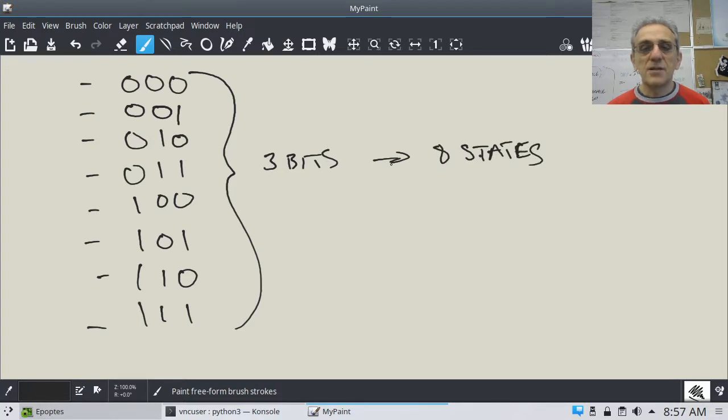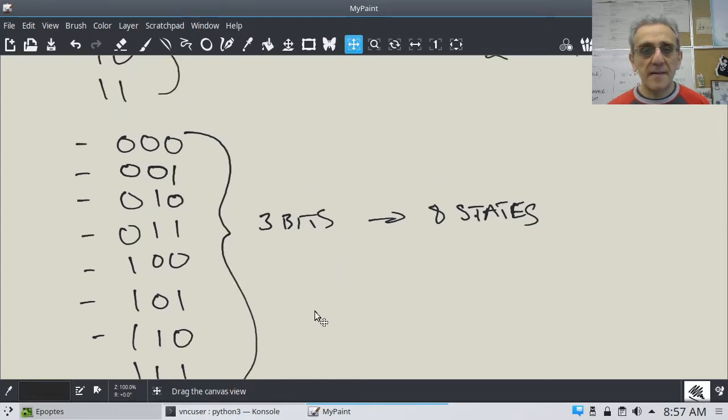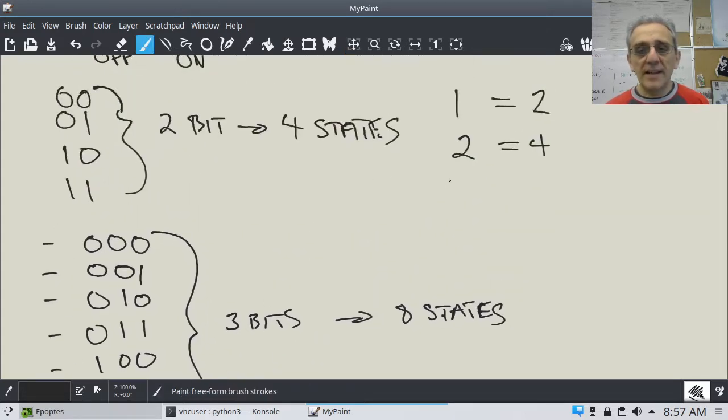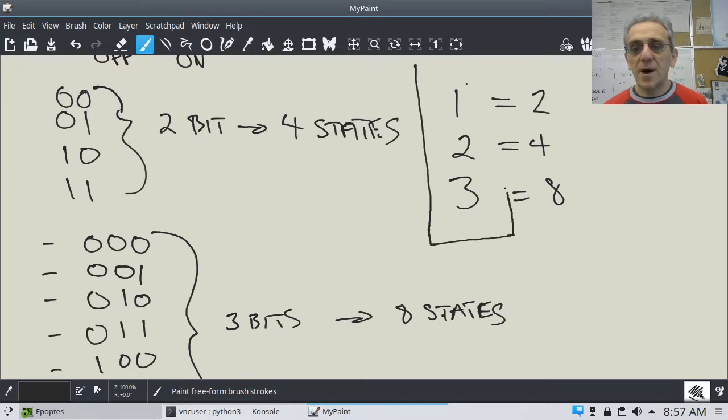Okay? So if we go back here, there's a pattern to this. I'm wondering if you can recognize the pattern, why I drew them in this way. So that means now 3 equals 8. Can you think of any type of mathematical operation that you can do to these numbers that will provide you with these numbers? I'll pause the video now and see if you can think of it.